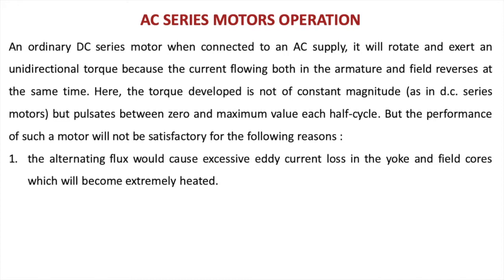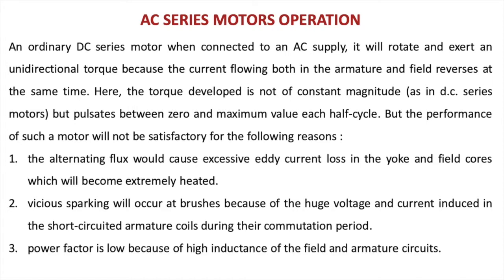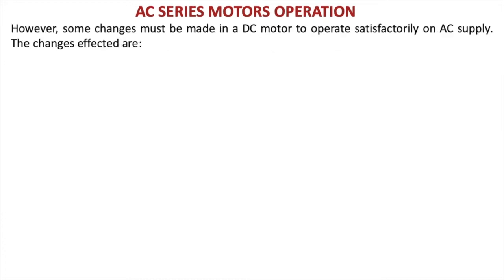The alternating flux would cause excessive eddy current loss in the yoke, and the field cores will become extremely heated. Vicious sparking will take place at the brushes because of the huge voltage and current induced in the short-circuited armature coils during the commutation period. The power factor is low because of the high inductance of the field and the armature circuits. So some changes will be required. However, some changes must be made in a DC motor to operate satisfactorily on the AC supply.